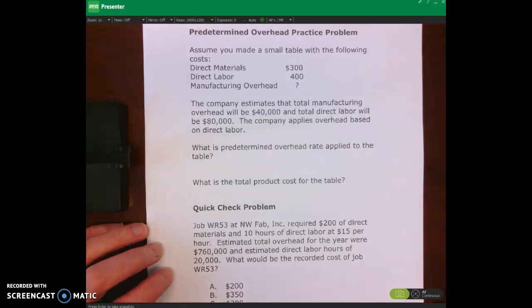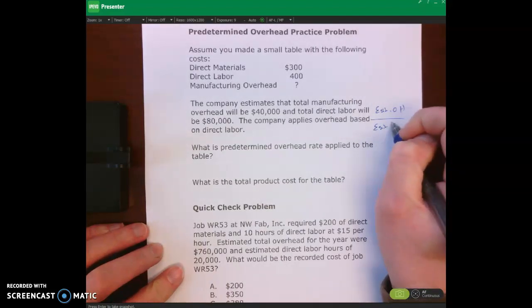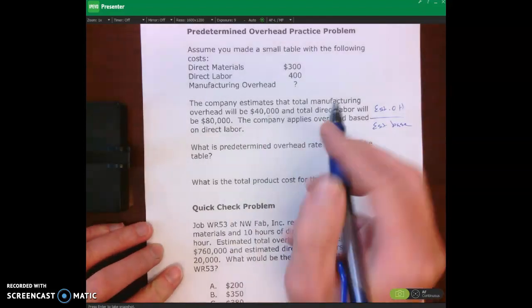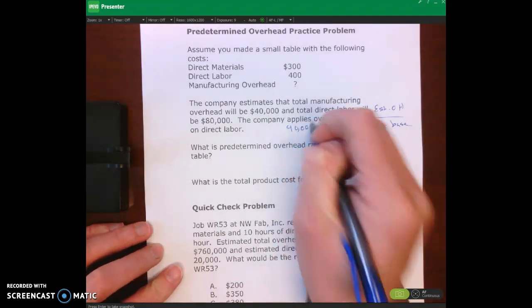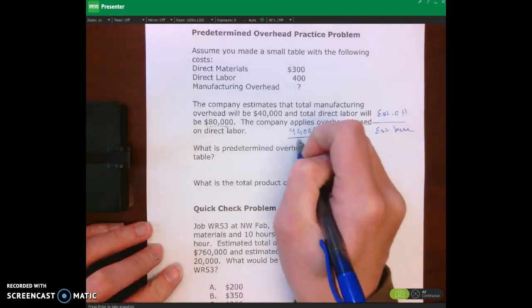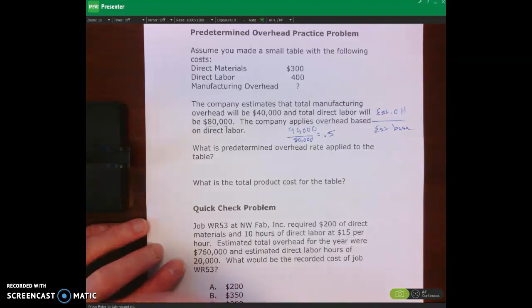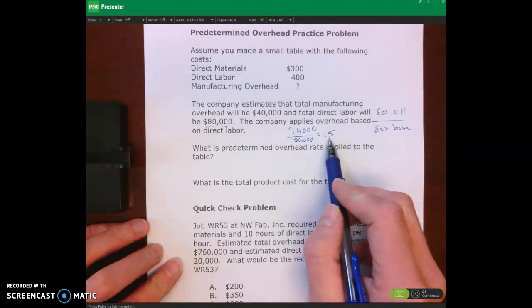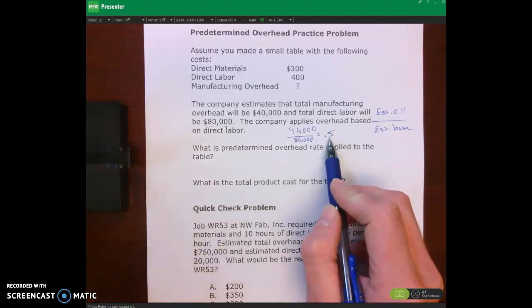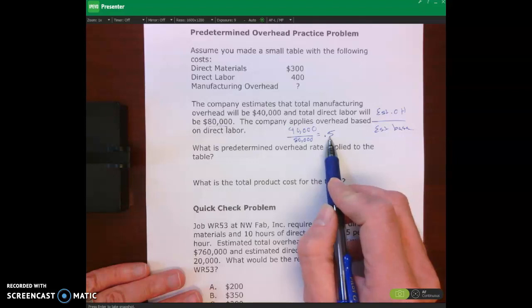So if we look at that prior page, we take our estimated overhead divided by our estimated base. What's our estimated overhead? $40,000. What is our estimated total allocation base? It's $80,000. This gives us 0.5. What is the interpretation of this? This says that we apply 50 cents of overhead for every direct labor dollar used by the job. We apply 50 cents of overhead for every direct labor dollar used by the job. That's what this means.